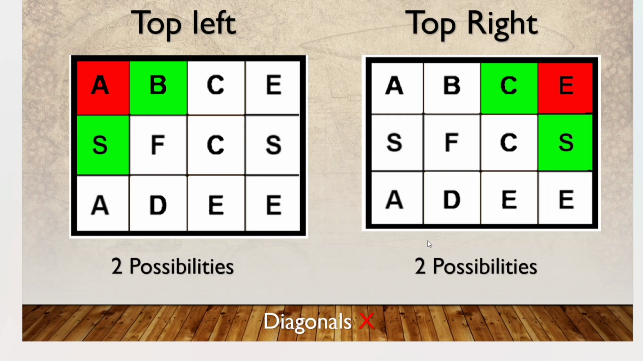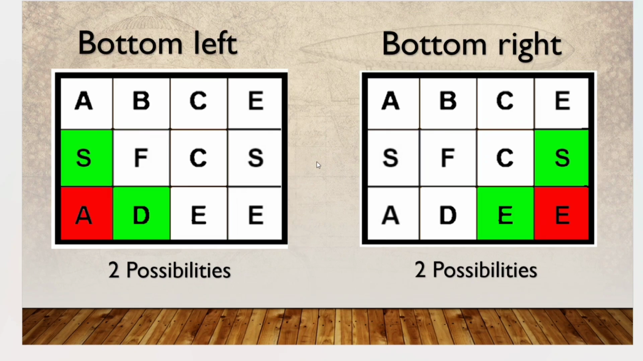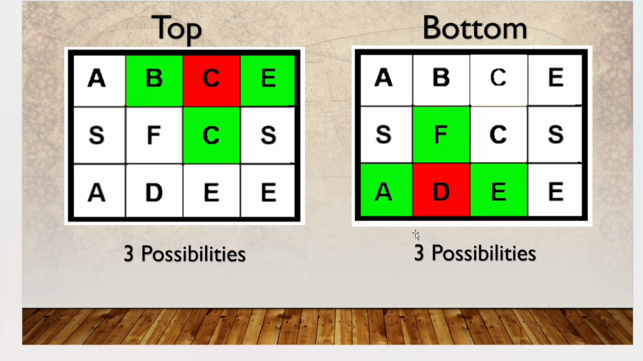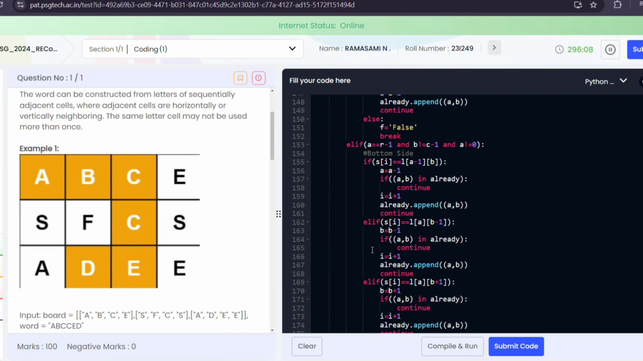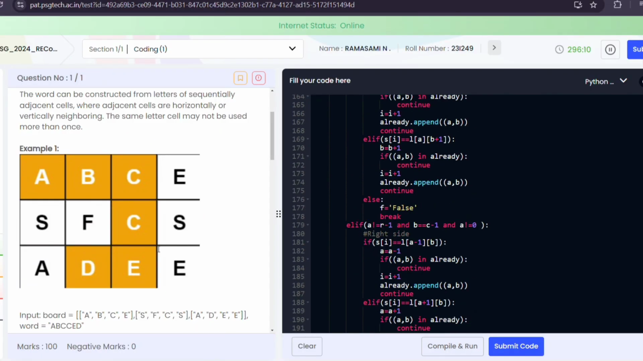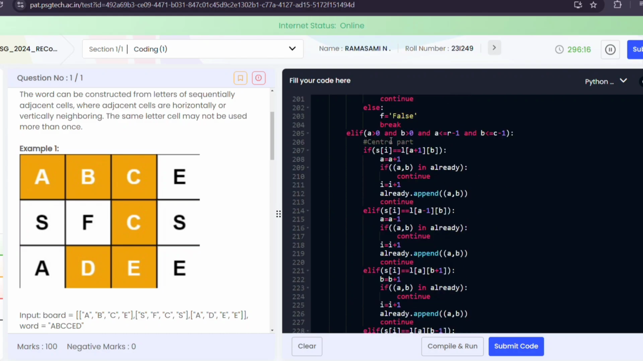This will be easy to understand if you refer to these slides. And if it is on the right side, then there must be possibilities of top, bottom, and left cells to be adjacent. And if it is in the center part, we have four possibilities: top, left, right, and bottom. And this will always check whether the cell is already used or not.